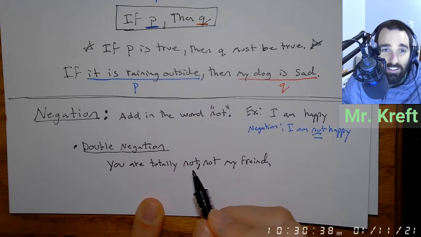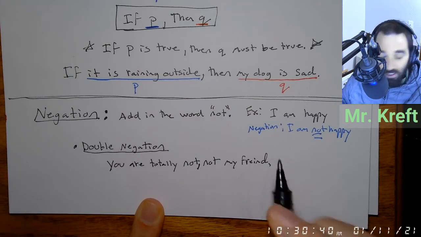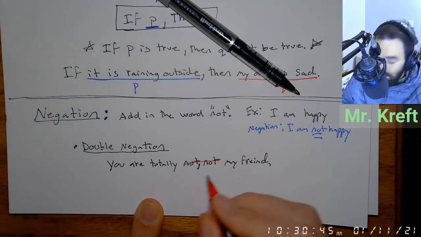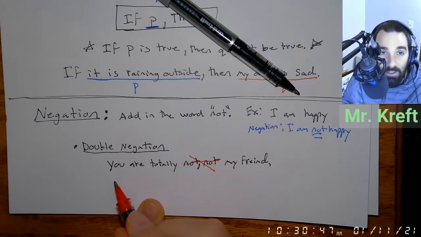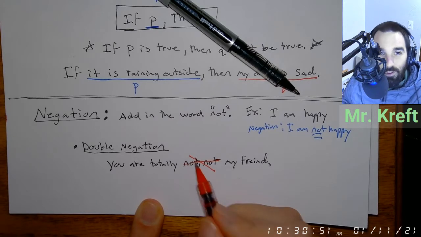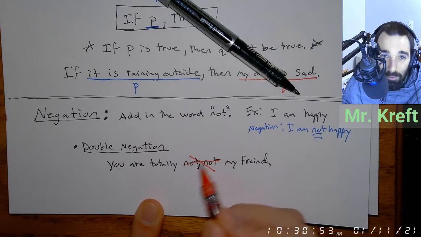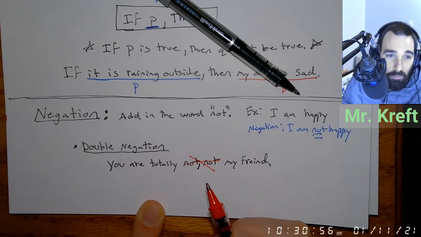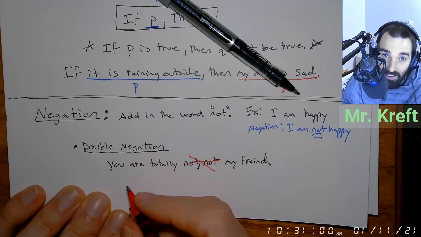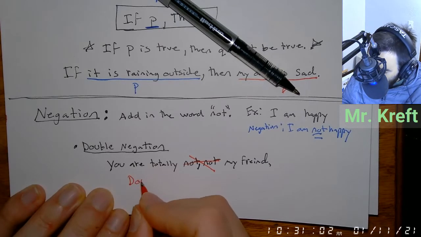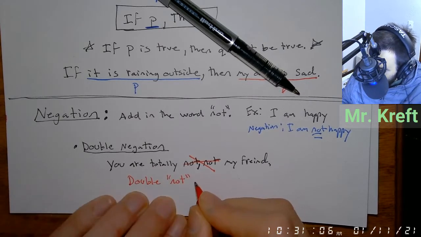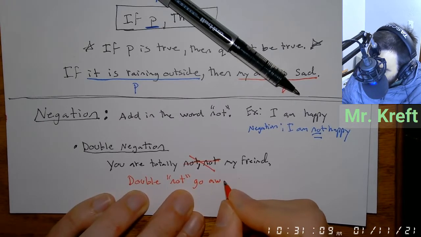But if I say, you are totally not, not my friend, what happens here is double negation, they cross out. They go away. So what I'm really saying is, you are totally my friend, right? So people don't like talking in double negation. It's not comfortable. But double negation, right? Double nots are canceled. So double nots go away.